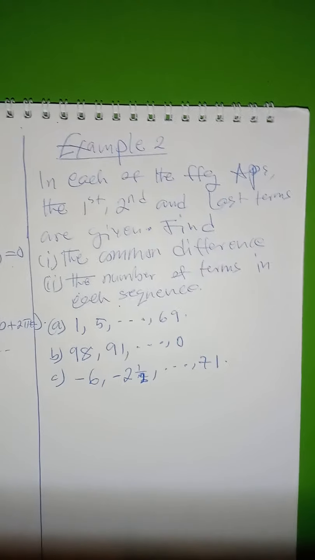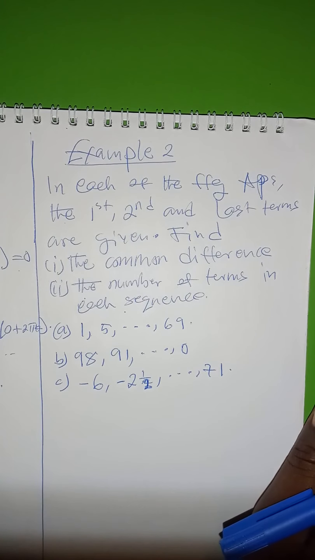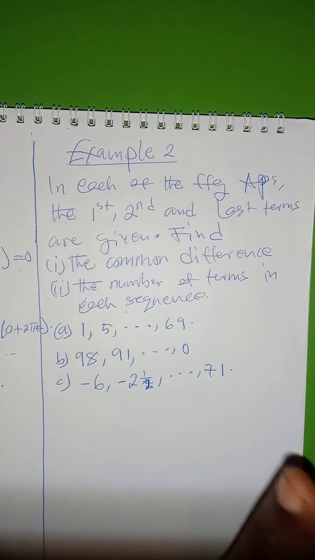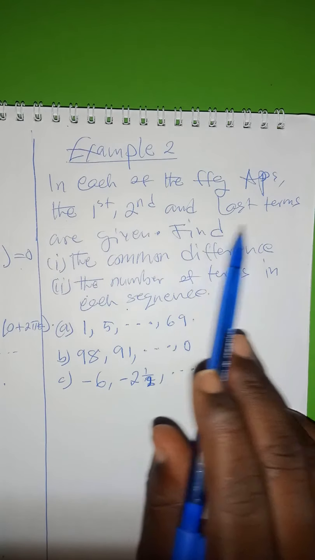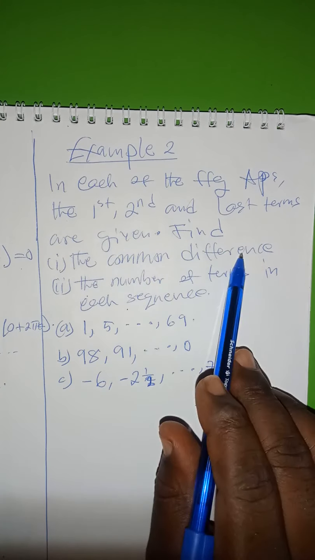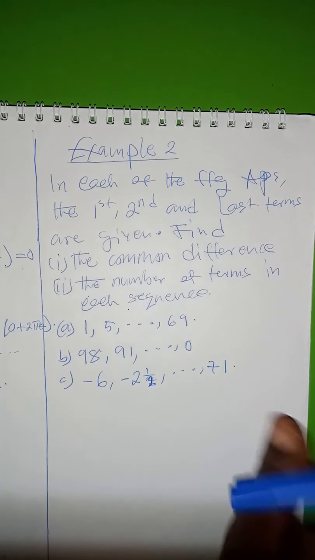All right, we are back. In this question, each of the following APs, the first, second, and last terms are given. Find (i) the common difference, and (ii) the number of terms in each sequence. That is what we're going to find.